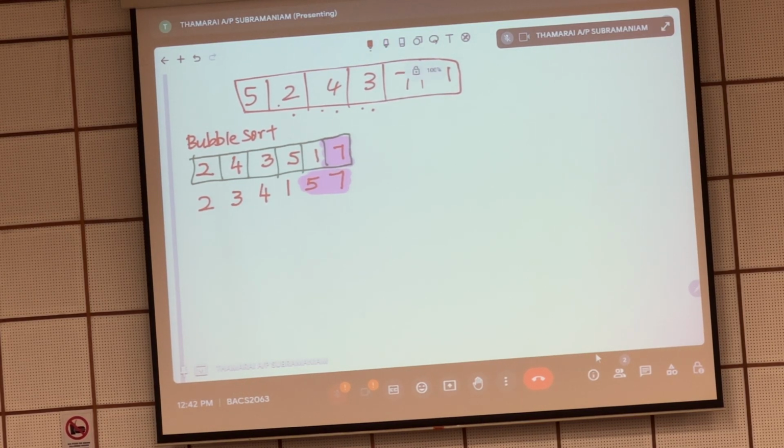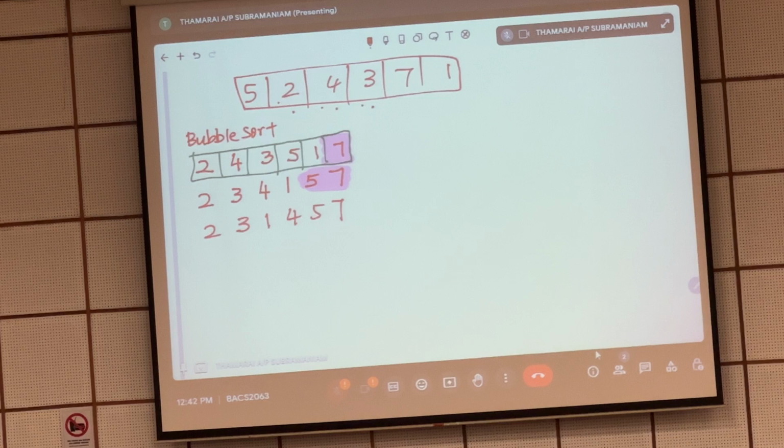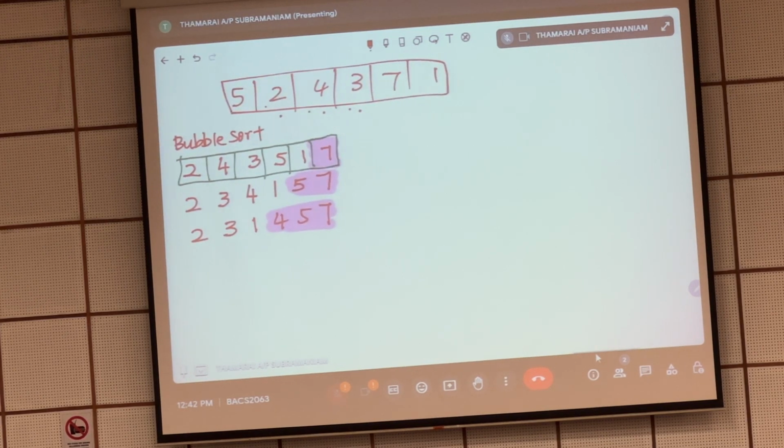Alright, so the next one, correct order. This and this in correct order. 4 and 1 is not in correct order. 1, 4, 5, 7. Is that correct? Okay. So here, these now are sorted. Okay. Now let's go again. 2 is in correct order. 2 and 3. 1 and 3 are not in correct order, so swap. 4, 5, 7 is in correct order, so this is sorted.